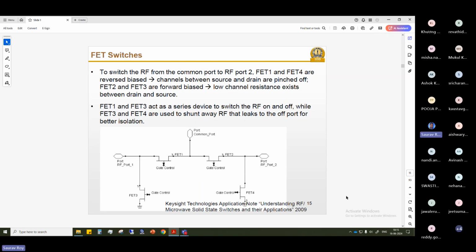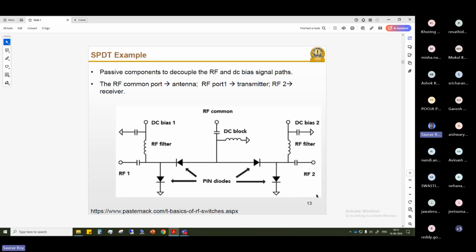And if you do the reverse, if you forward bias FET1 and reverse bias FET3, then the signal will flow from the common port to port 1. You have to cut off FET2 and short FET4. So by just taking these four combinations of these four different MOSFETs, you can control the same combination we had here. This was the previous case, where we had four pin diodes. Now we are using four FETs, but the topology almost remains the same.